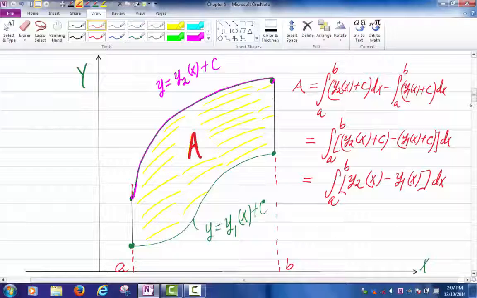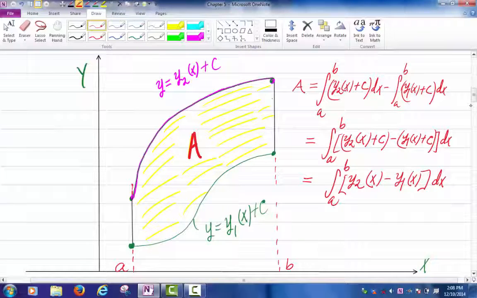So these two integrals can be written as the integral from A to B of y2 plus c minus y1 plus c. And when I take the difference, c cancels out, and I am left with just the integral from A to B of y2 of x minus y1 of x. Notice c vanished, right? c doesn't play a role, which it shouldn't have, right?